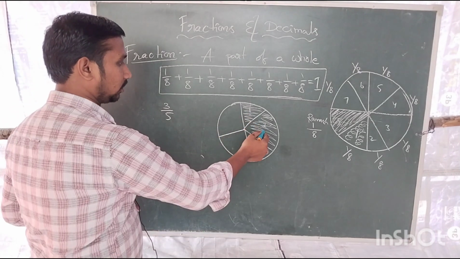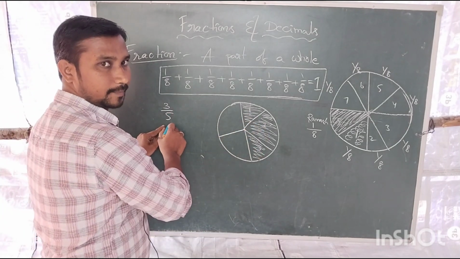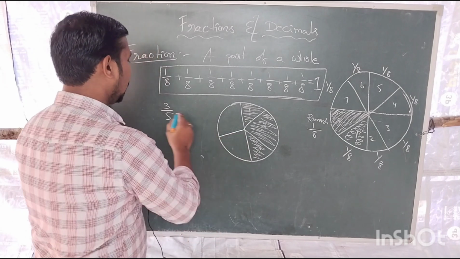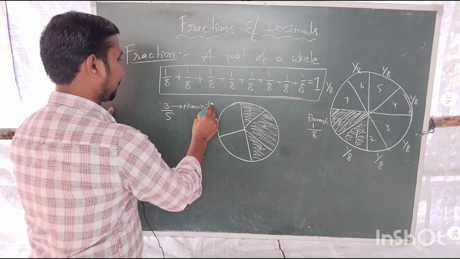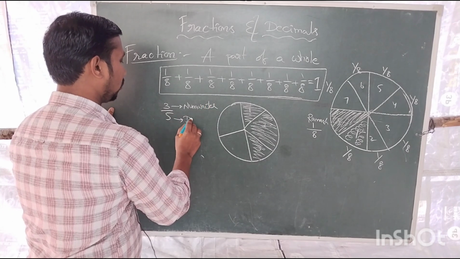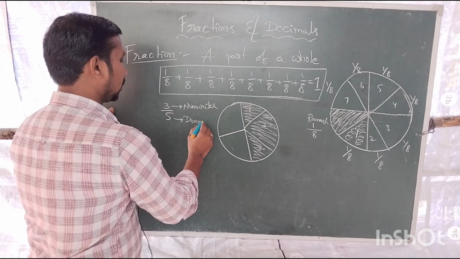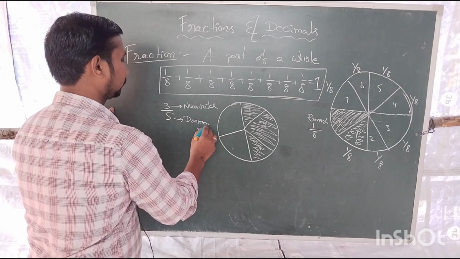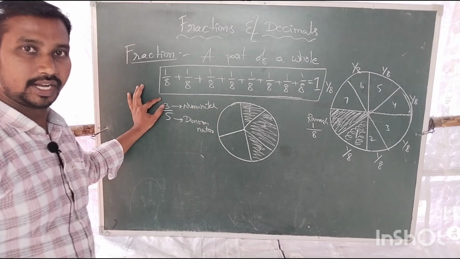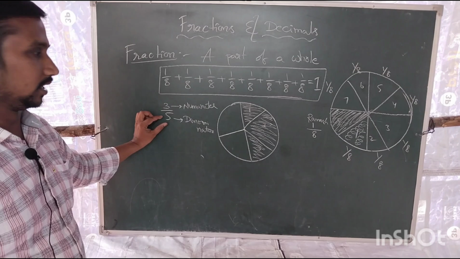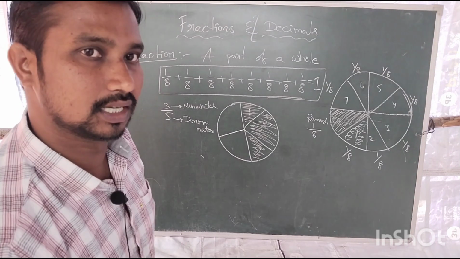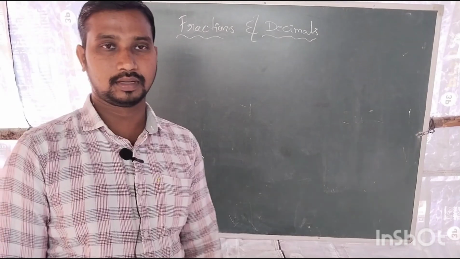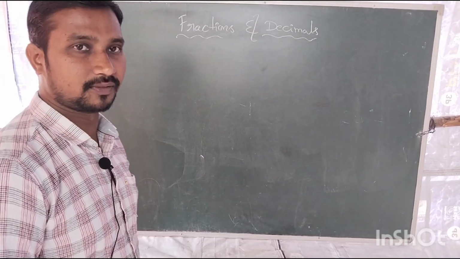Okay children, 1, 2, 3, so 3 by 5. In the fraction 3 by 5, the top number is called the numerator, and the bottom number is called the denominator. You already know about this. This is called a fraction, children. Next concept is types of fraction.